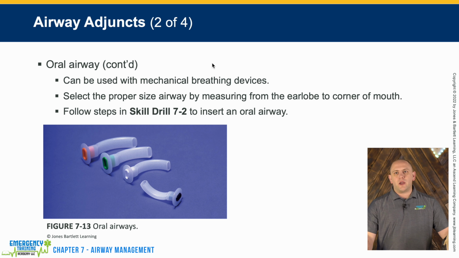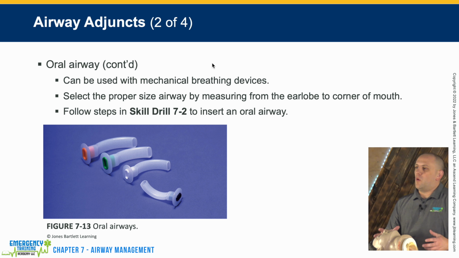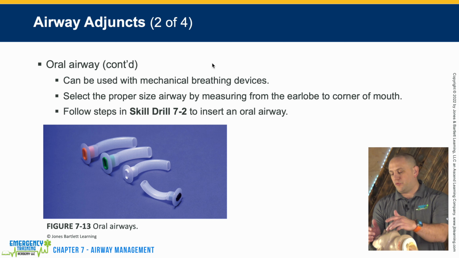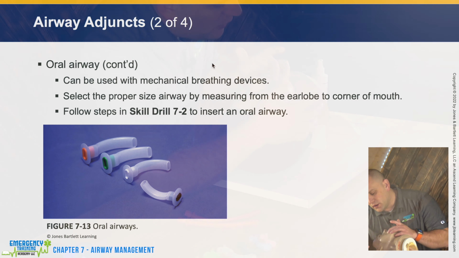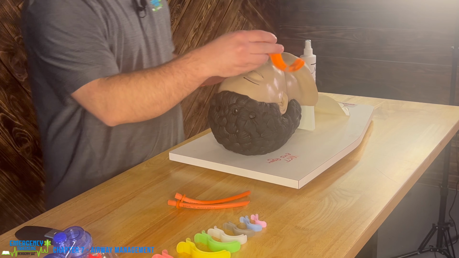Oral airways can be used with other mechanical breathing devices, such as our BVM. It's important that we select the correct size. So when we're measuring our oral airways for our patients, we're going to be measuring from the corner of the mouth down to the earlobe.